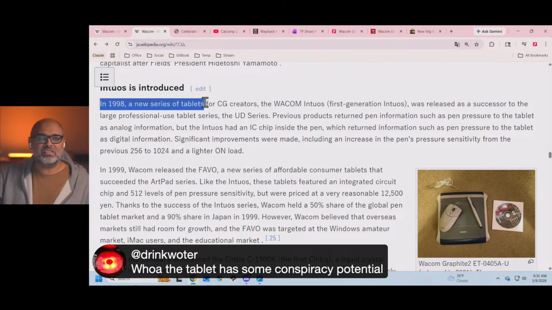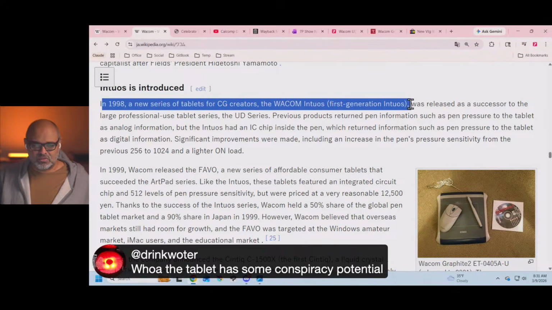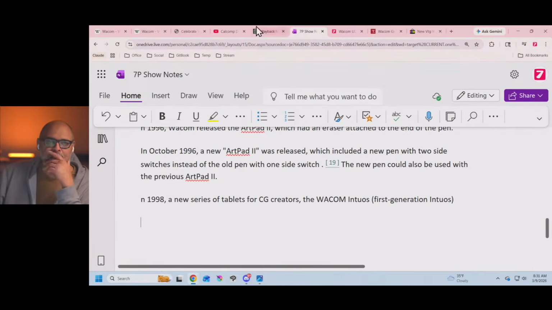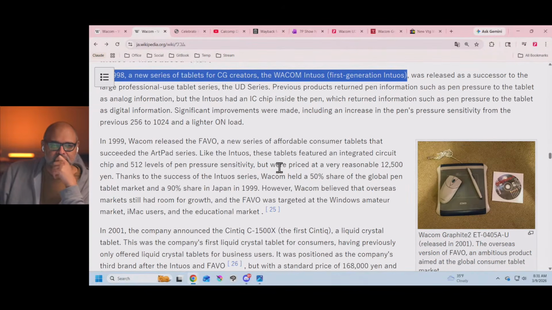1998, a new series of tablets for CG, I guess CG is computer graphics, called Wacom, first generation Intuos. Intuos at the time, today Intuos means a consumer tablet. Back then it meant a professional tablet. So that's 1998 for Intuos.